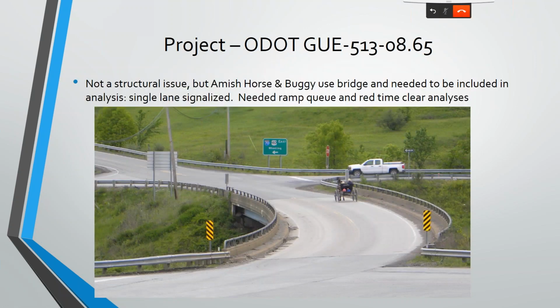One item to note, this is not structural, but we had horse and buggies, Amish horse and buggies going across this bridge, as well as a lot of truck traffic and semi-traffic. So we ended up having to do a single lane signalized when we had to account for both heavy semi-trucks and these guys. So our ramp queue and red time clear analysis for our traffic engineering had to account for that fact, which was a bit of a challenge here. Again, not really structural, not related to this, but I find it interesting.